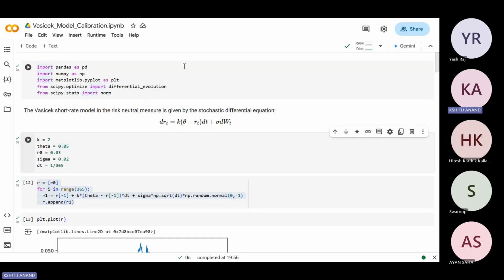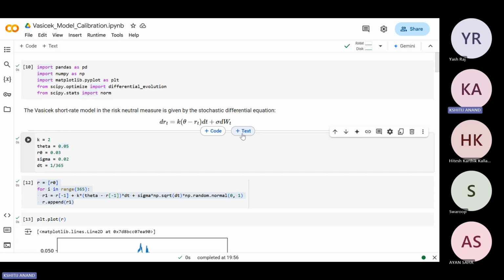The Vasicek model calibration. Before we begin calibration, let's first discuss what we know about the Vasicek model. In the last lecture, we discussed that the Vasicek model is an interest rate model which models the short rate, or the instantaneous spot rate. And why do we need a model which models the short rate?